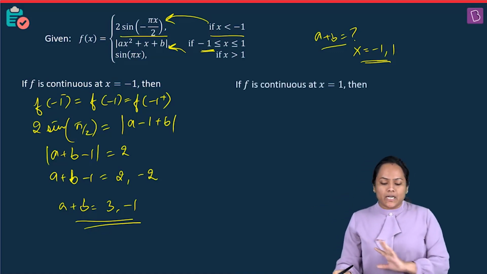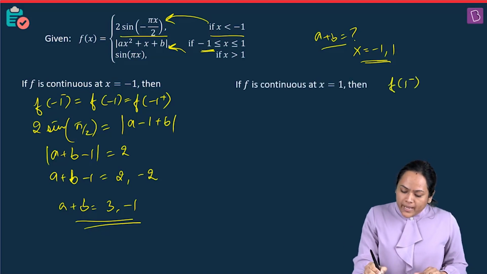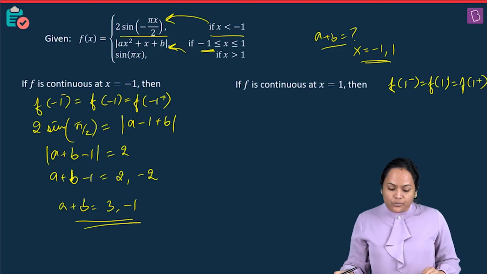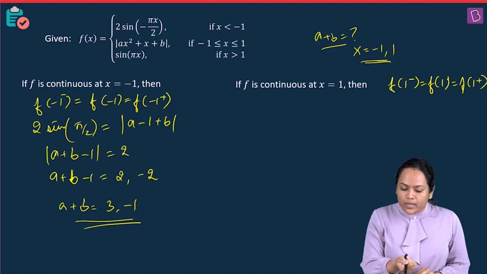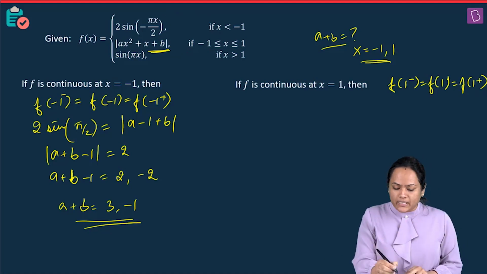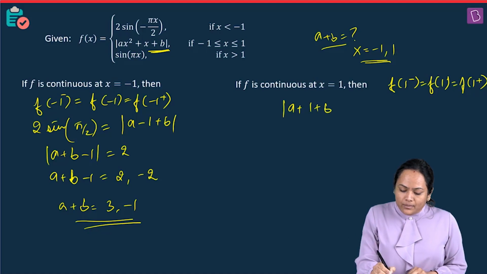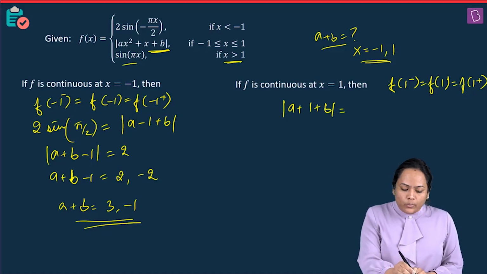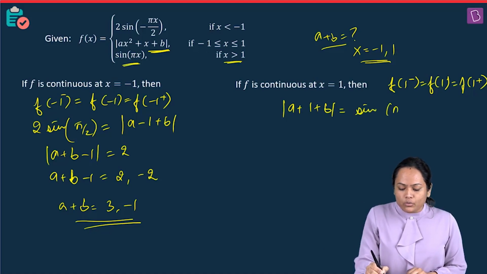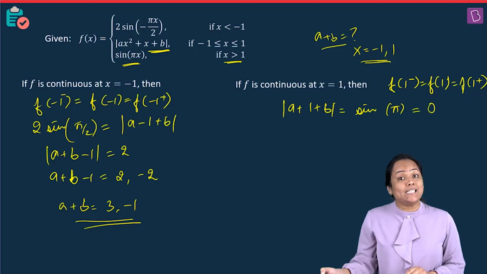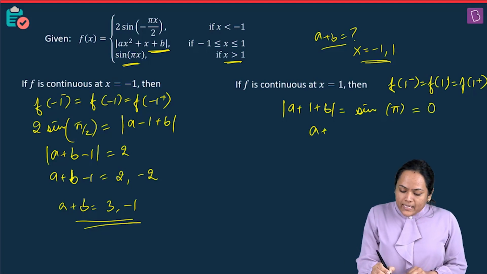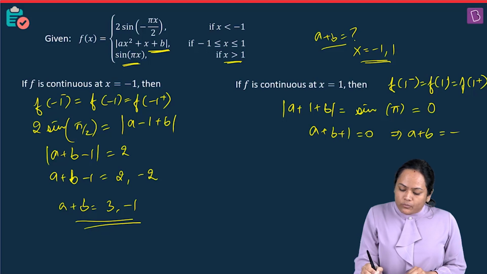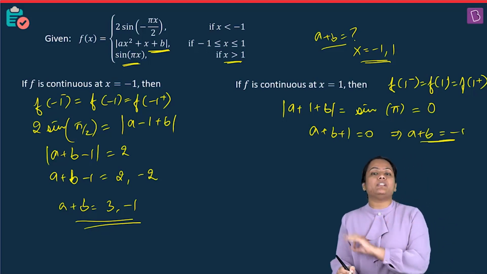So again, applying the conditions, we know that f of 1 minus is same as f of 1 is same as f of 1 plus. When I apply the limiting values, so when I concentrate about my 1 minus, it will be from the quadratic. Definition will be a plus 1 plus b whole mod is equal to, when I talk about x as 1, so the value will be sine of pi. The limiting value, that is sine of pi, which is nothing but 0. That means my a plus b plus 1 has to be 0, which is going to give me the final value which was required, a plus b is equal to minus 1.